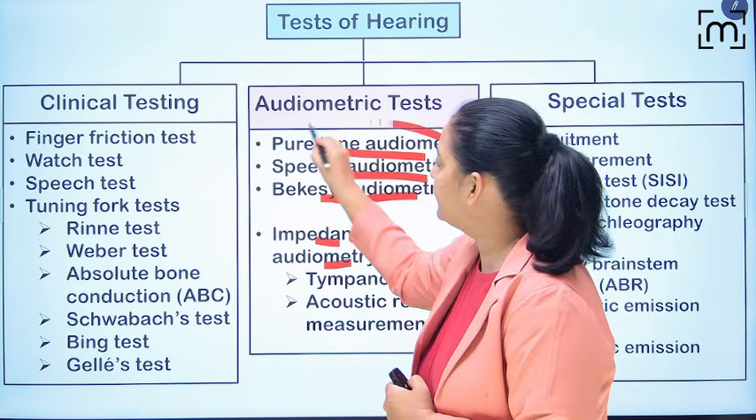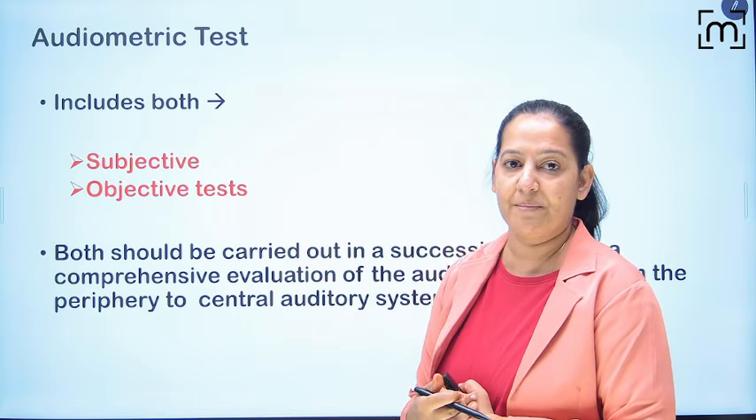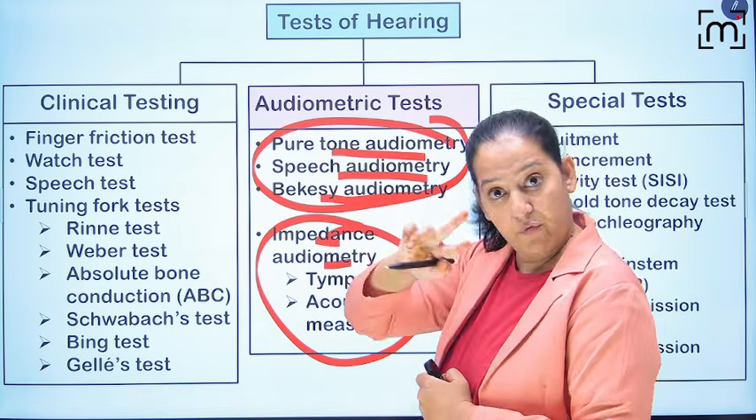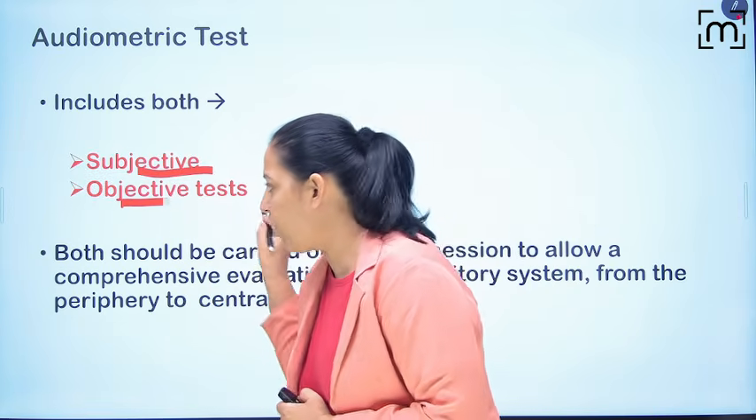Out of the 4, these 3 are subjective and this one is objective. What do you mean by subjective and objective? So audiometric tests are of 2 types. What are the 2 types of audiometric test? Subjective audiometric test and objective audiometric test.